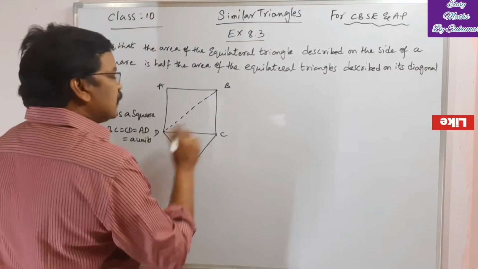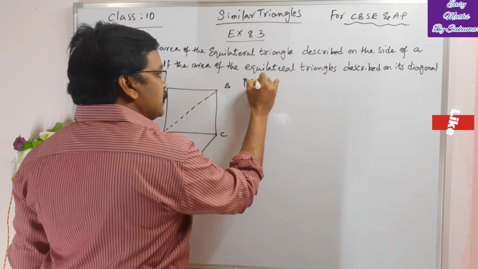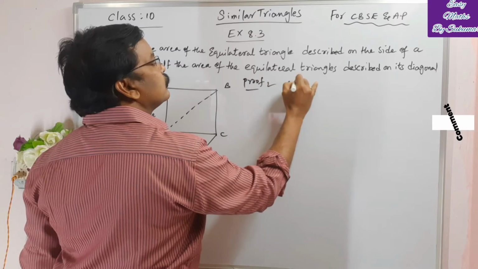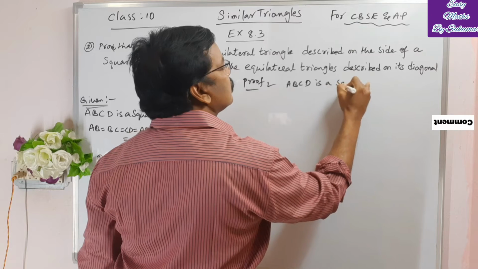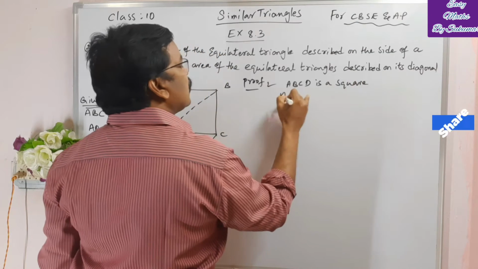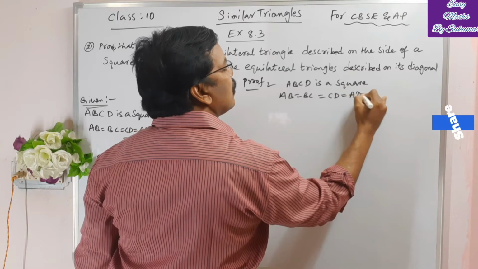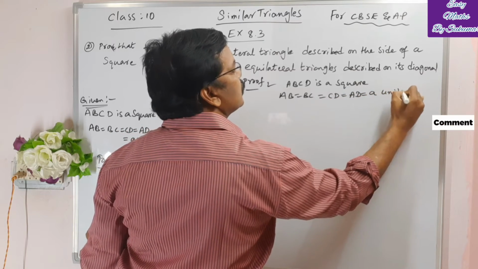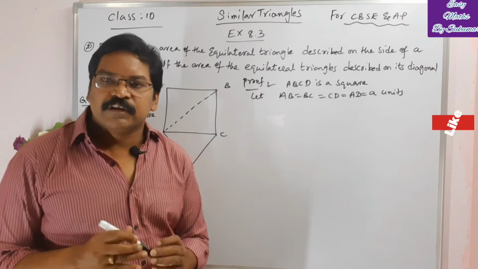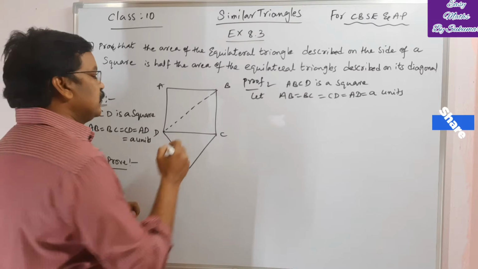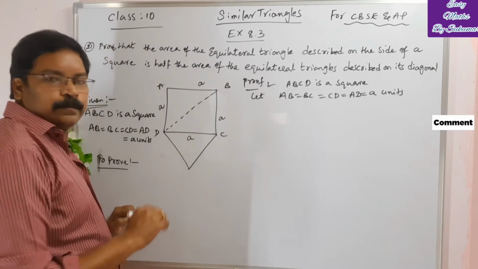Wait. Here, since it is an equilateral triangle, ABCD is an equilateral triangle. Sorry, ABCD is a square. Since ABCD is a square, all the sides are equal. AB, BC, CD and AD all are equal to small a units. Let all the sides be equal to small a units. Okay, here this is small a, this is small a, this is small a, this is small a.